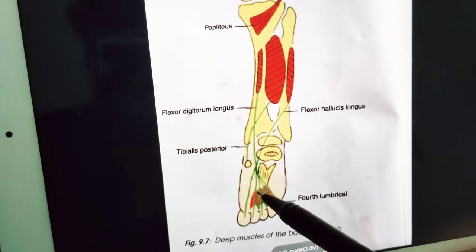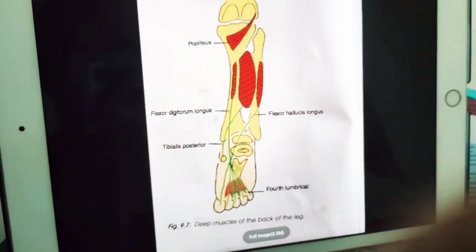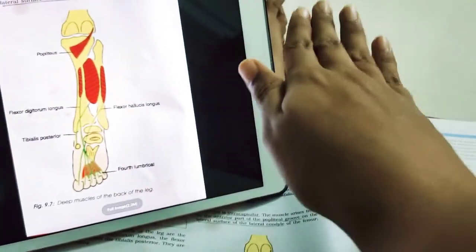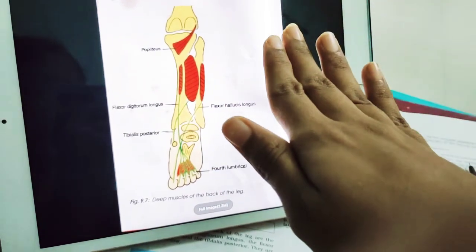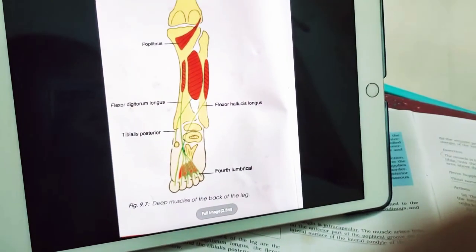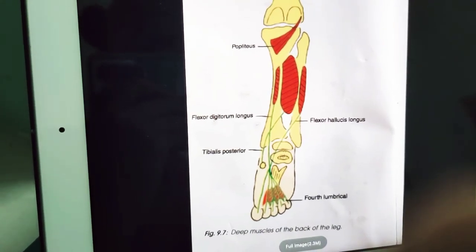Okay, and it also causes plantar flexion of the ankle. So what is plantar flexion? For example, you can think of my hand as the toe. So if my hand goes like this, it is called plantar flexion, like this.